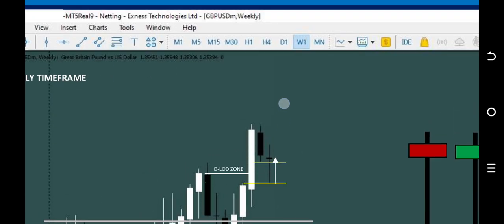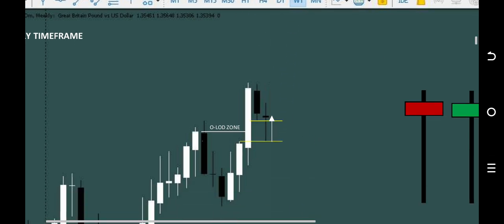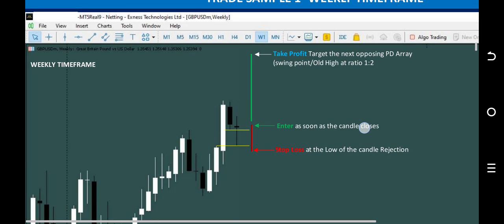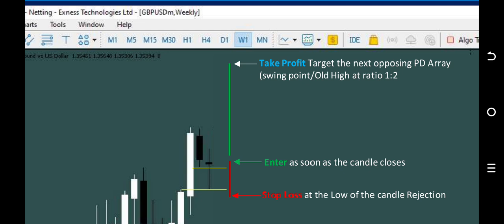You understand? You go to a higher time frame to see if there is a PD array above it, or probably your 1:2. Your 1:2 is more than enough to make you a lot of money from this trade. Now just take a look at how it will play out. You enter here just after the close of this rejection candle. On the formation of the next candle, you enter immediately. Don't forget we are still on the weekly.